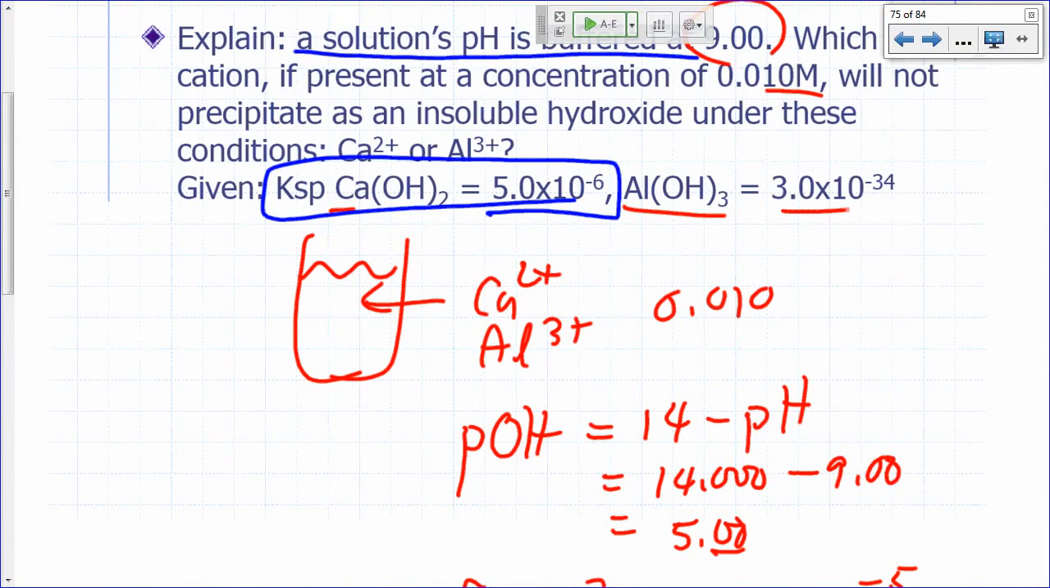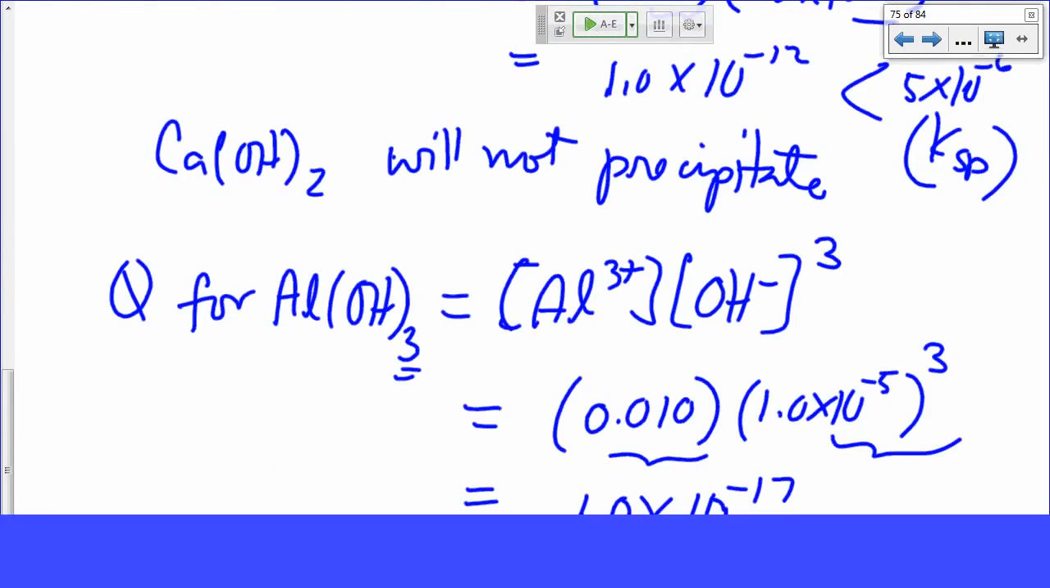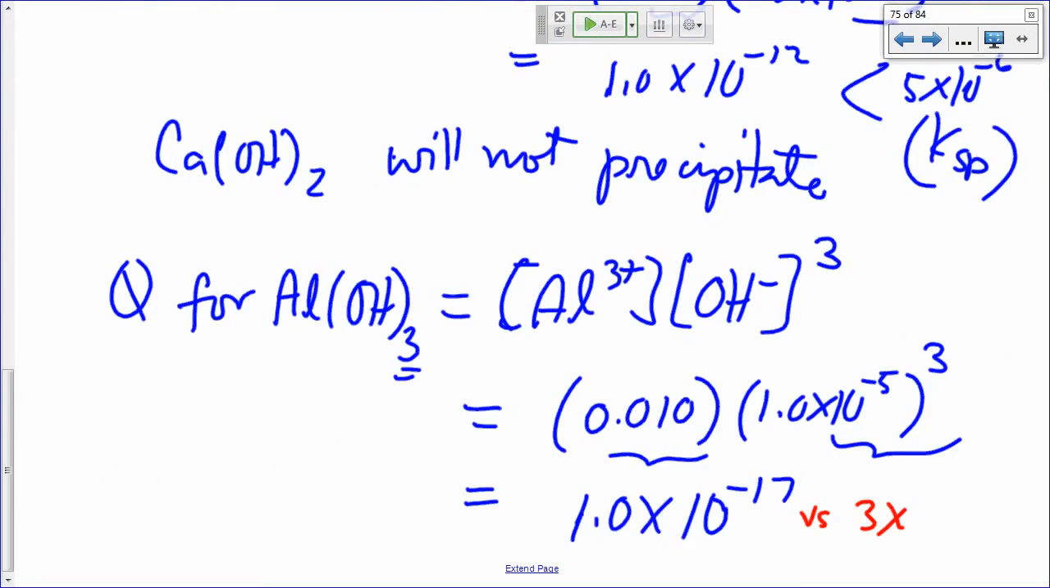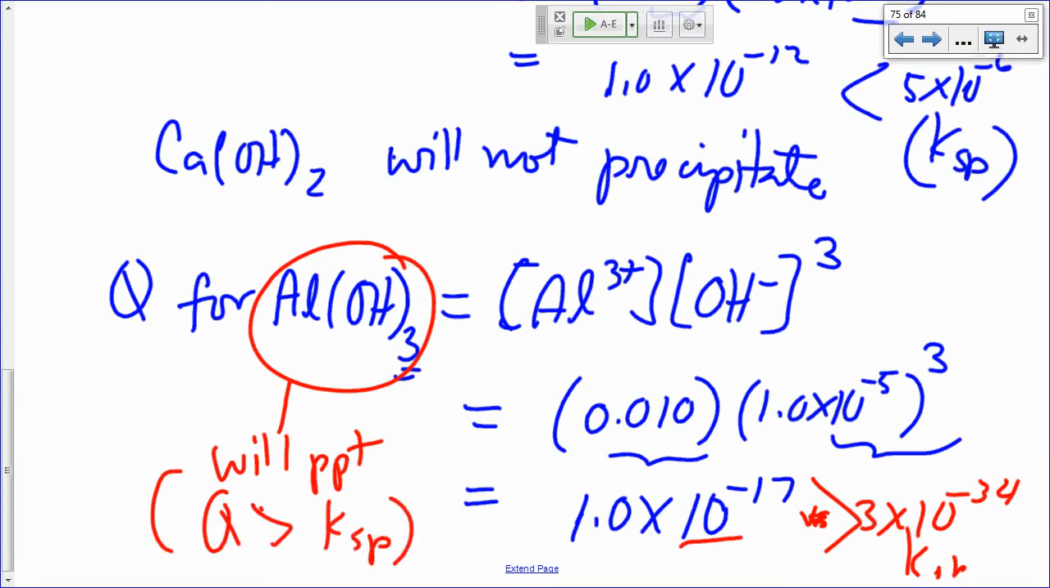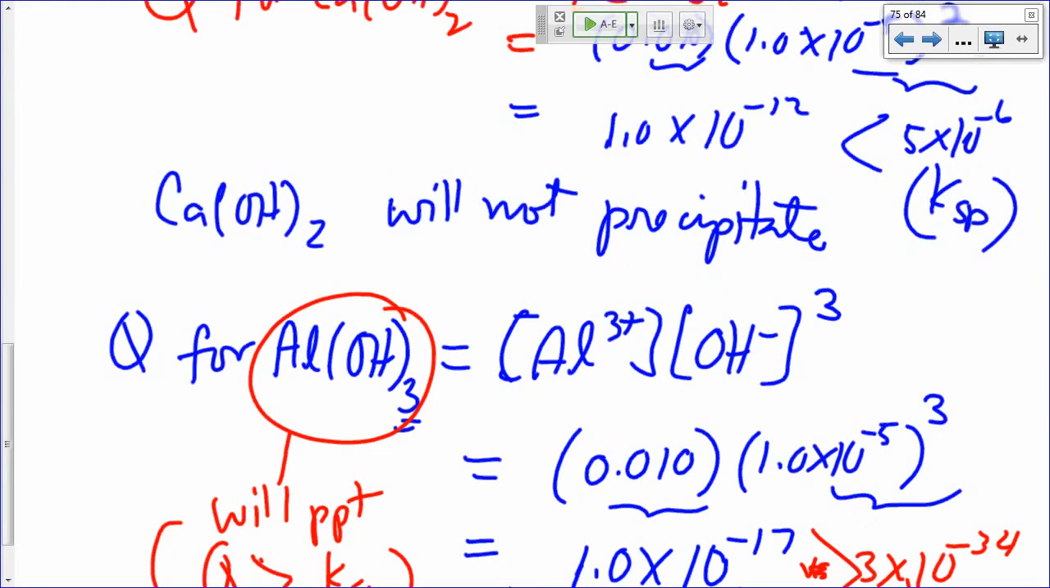How does that compare to the Ksp of aluminum hydroxide? The Ksp of aluminum hydroxide is 3 times 10 to the negative 34. So compare that. Is that bigger or smaller? Much bigger, right? So it's much larger than the Ksp, so this will precipitate. Q is greater than Ksp. So that's another application in the lab of the idea of equilibrium.